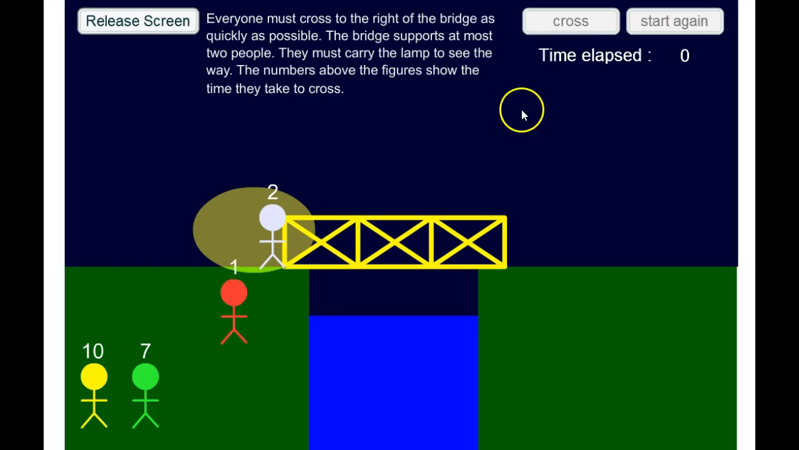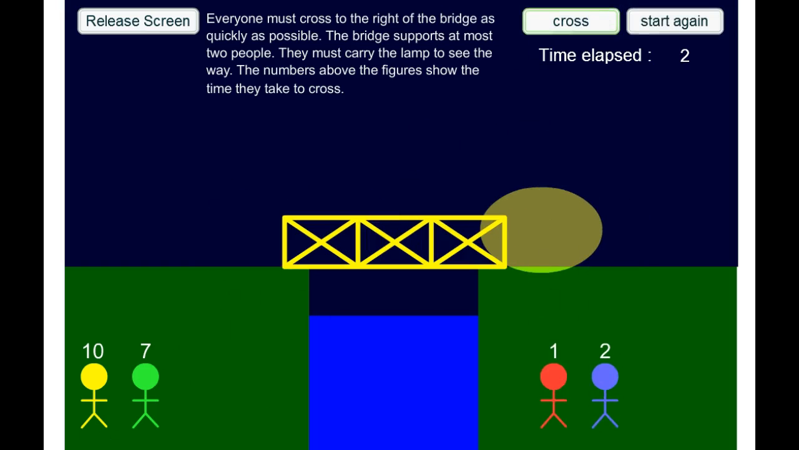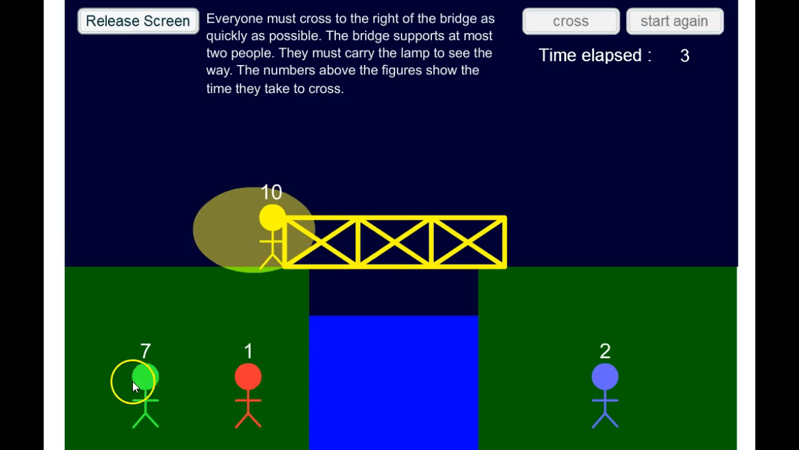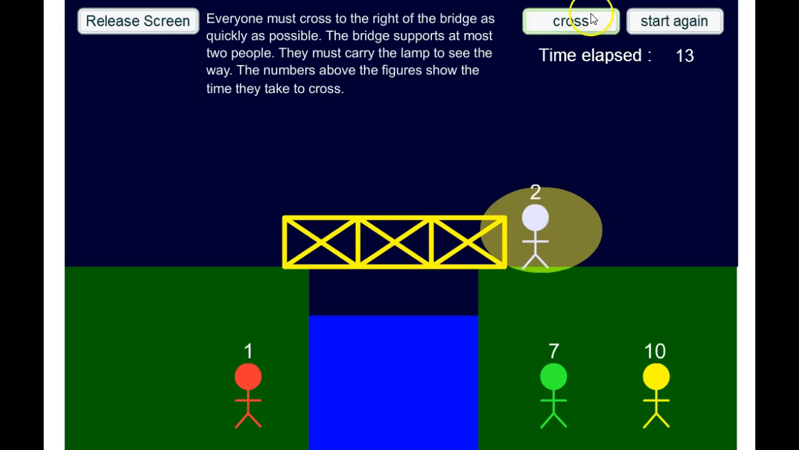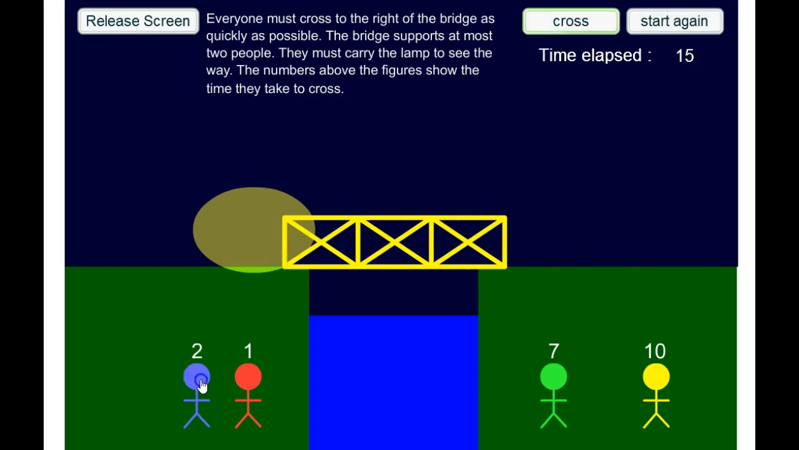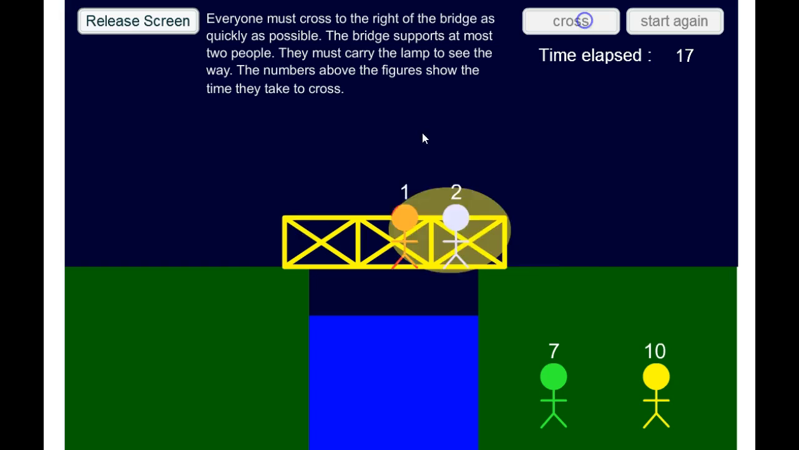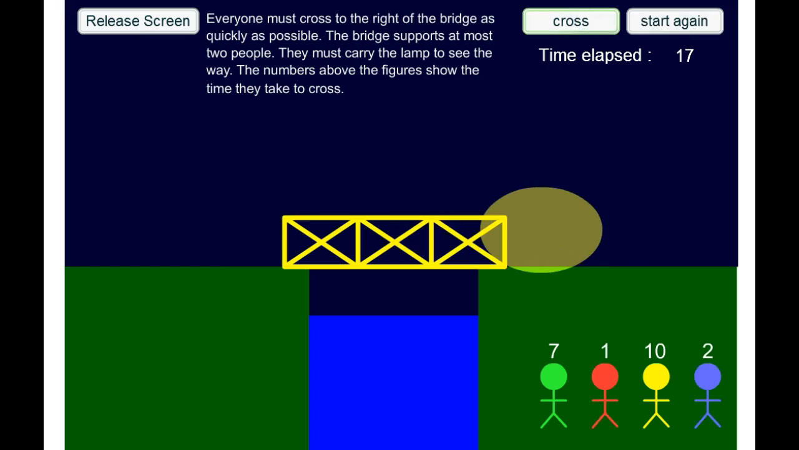So first I'm going to have my fastest two people cross. Then I'm going to have my fastest person bring the lamp back. Then I'm going to have my slowest two people cross. Then I'll have my second fastest person come back. And lastly, my fastest two people will come to the other side. That gives us an elapsed time of 17, which is the fastest possible way to cross.